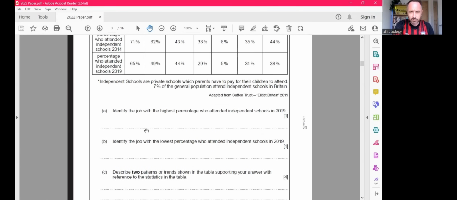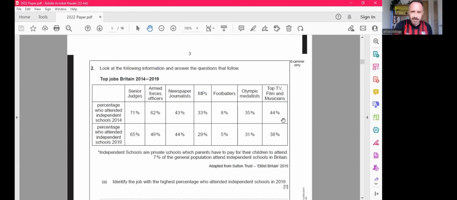Now, my second pattern or trend is going to be looking at the ways in which between 2014 and 2019, the vast majority, I think all of these actually, drop down. So my second trend is going to be that the percentage of people in top jobs who had been to independent schools fell between 2014 and 2019. All I've got to do now to get marked for that is give an example or some statistics from the table to back that up. So I might say that, for example, in 2014, 62% of armed forces officers had been to independent schools, but in 2019, that had dropped to 49%.